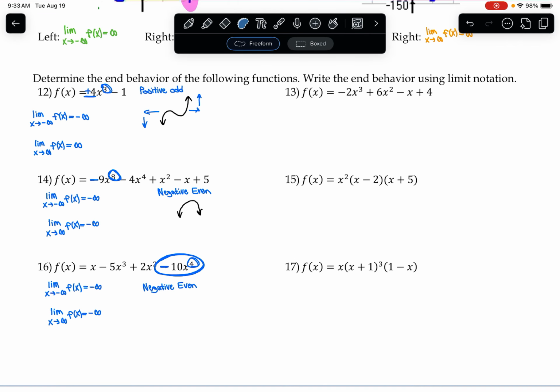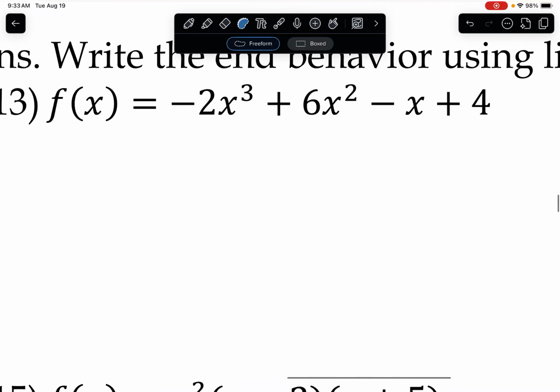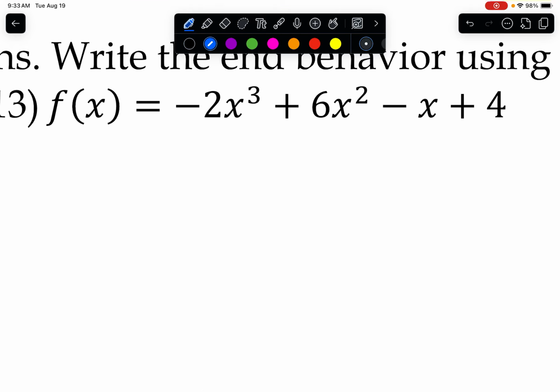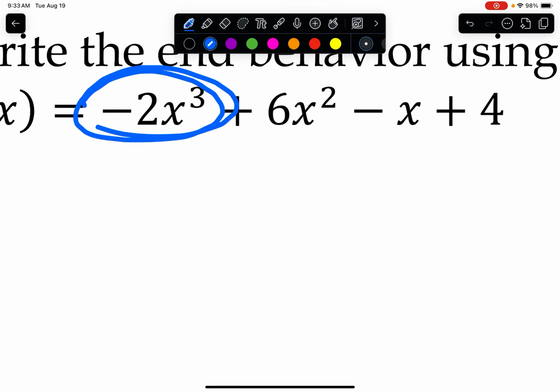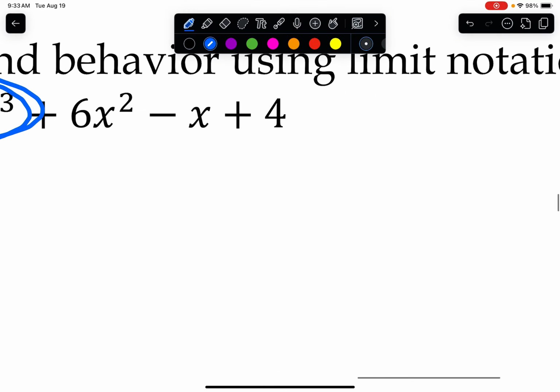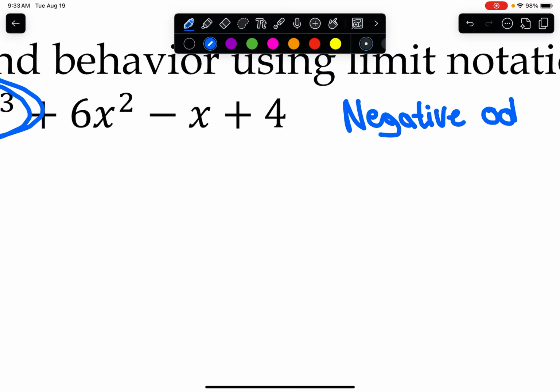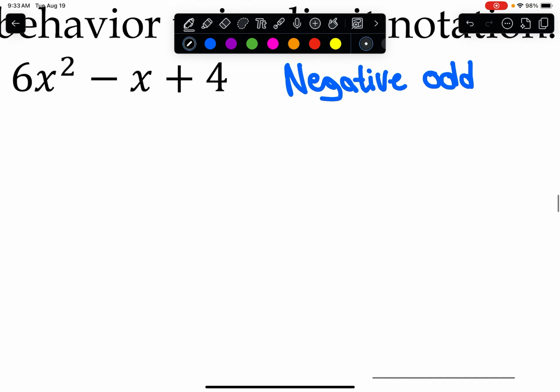All right, so I would say pause here and try 13, 15, 17 on your own. So let's go through 13. So 13 here, my leading term would be the negative 2x cubed, which means I'm going to have a negative odd function. So negative odd, which means my function is going to look something like this in terms of behavior.